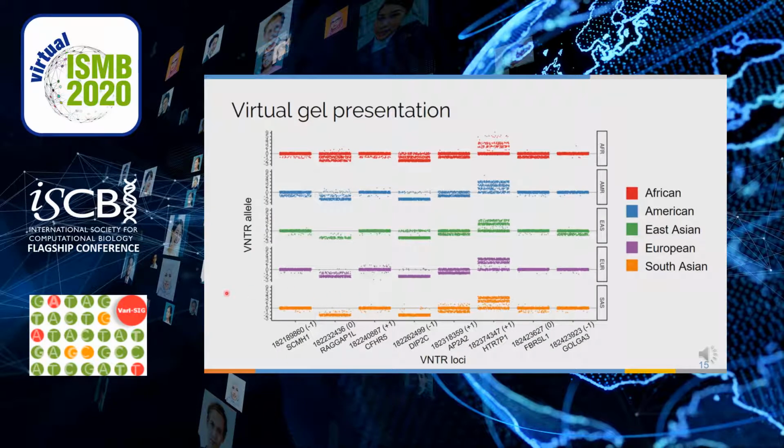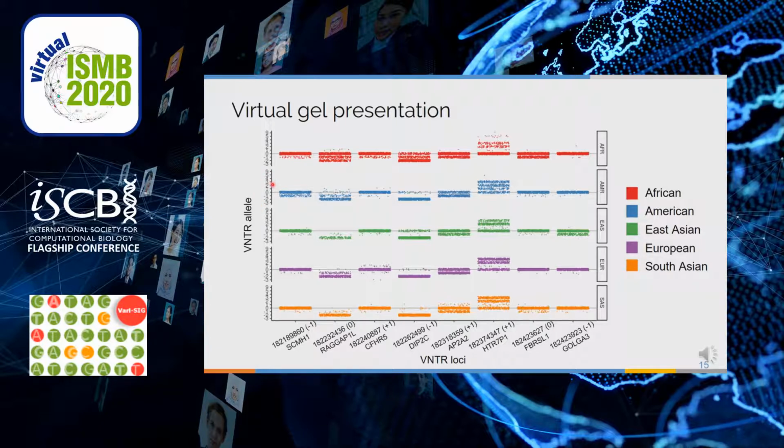So we did some validation in the lab, and I got these gels that we ran for our validations, and I was wondering if I could do an in silico presentation of these VNTRs for the different populations. So we made this virtual gel presentation. On the x-axis, we have the VNTR loci, and on the y-axis, I have the different VNTR alleles, where the minus numbers are losses, so loss of 1 copy, loss of 2 copies, and the positive numbers are gains, all compared to the reference genome.